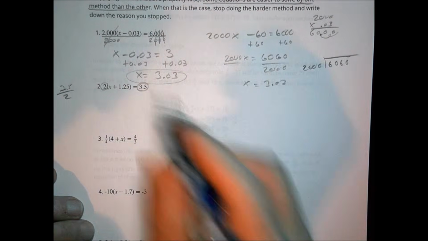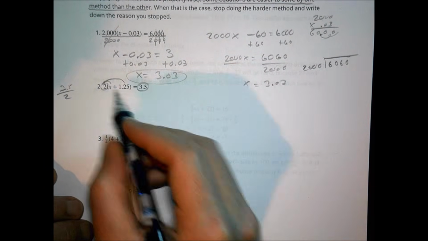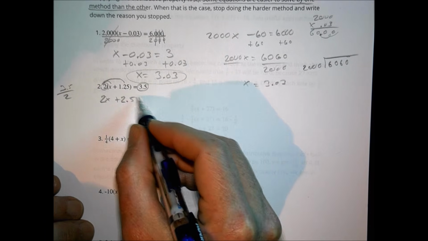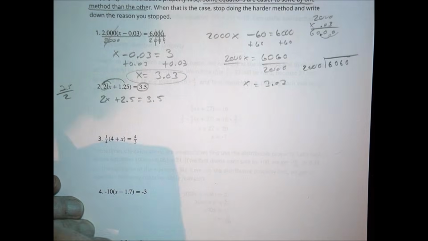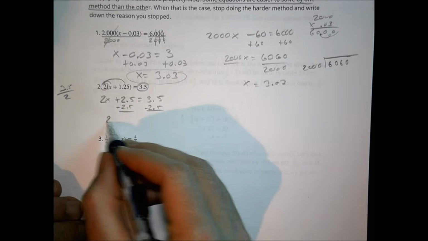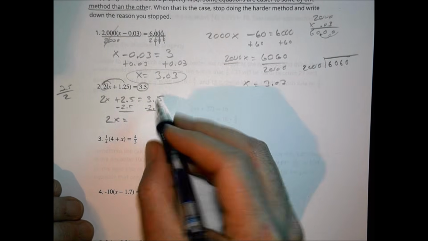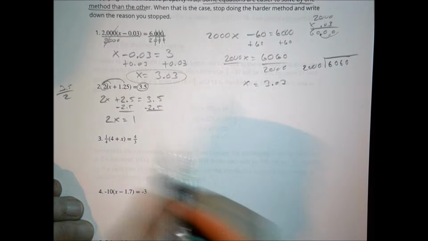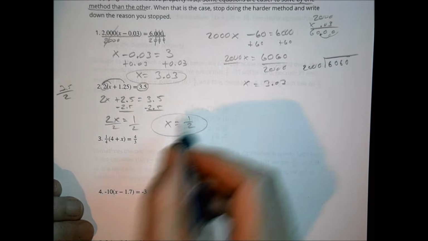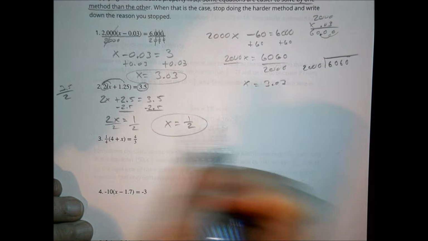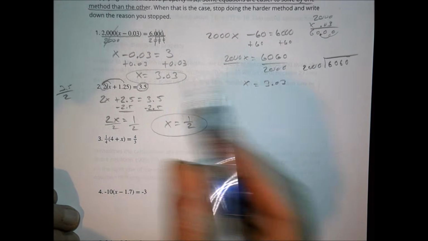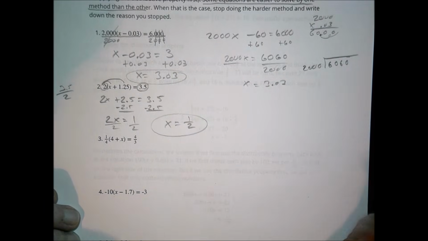I'd rather distribute, so that I have 2x plus 2 times 1.25, which is actually equal to 2.5. Now I like so far how these numbers are coming out because I can subtract 2.5 from both sides, and in doing that I have 2x equals 3.5 minus 2.5 equals 1. I like 1. Divide both sides by 2 so that x equals a half. Now that's pretty easy to see there. If I had done it the other way, I'd end up with the same answer, but it'd be a little more complicated, wouldn't it? Again, you could do that the other way and see what you come up with.